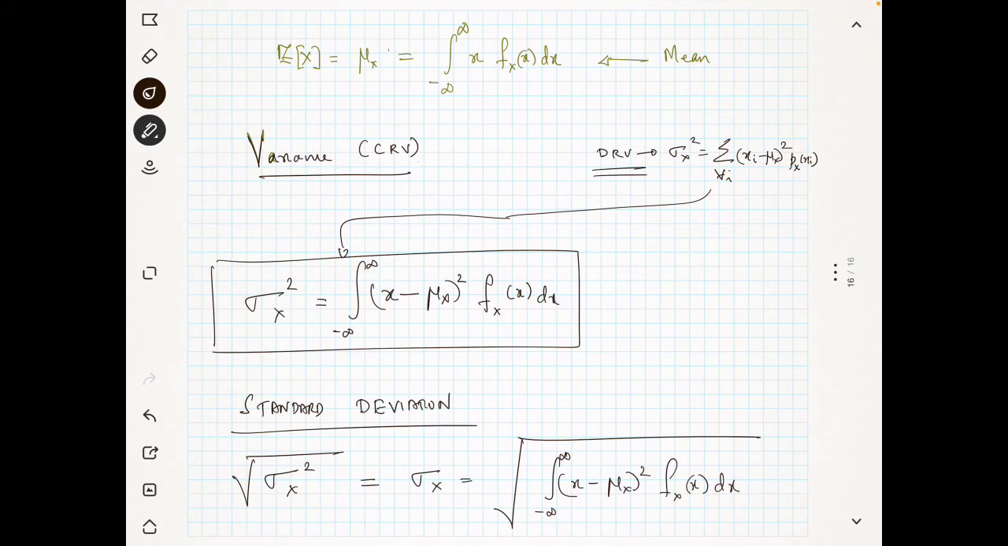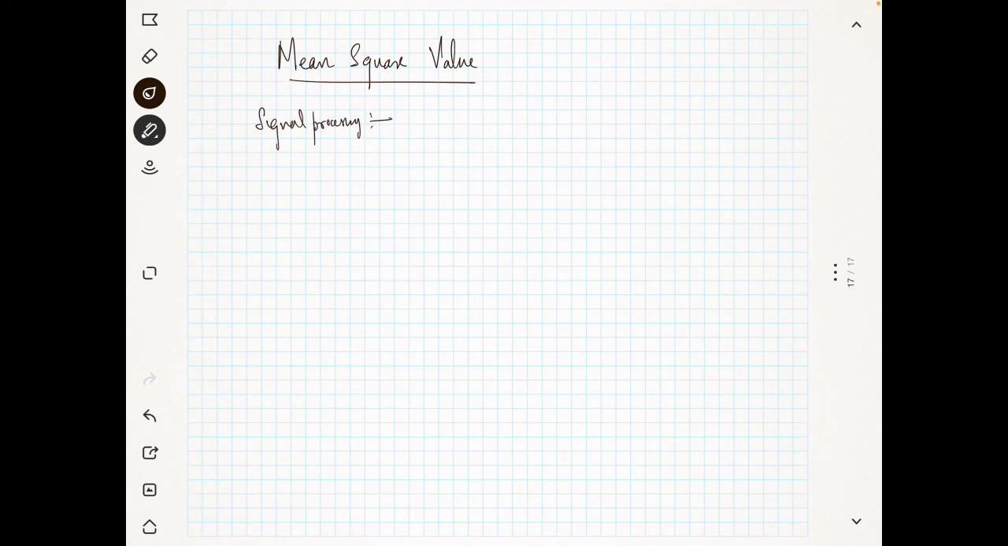Now I will talk about one more thing here: the mean square value. It is basically important in signal processing. In signal processing, you might have already heard about the mean square value. It means the power associated with the signal.